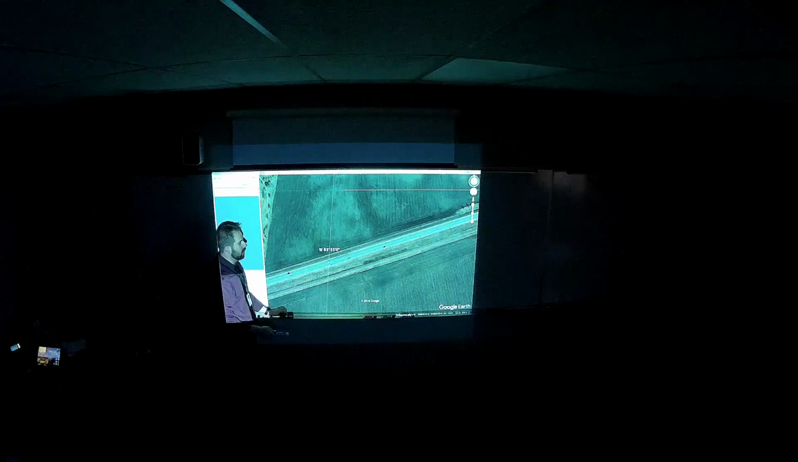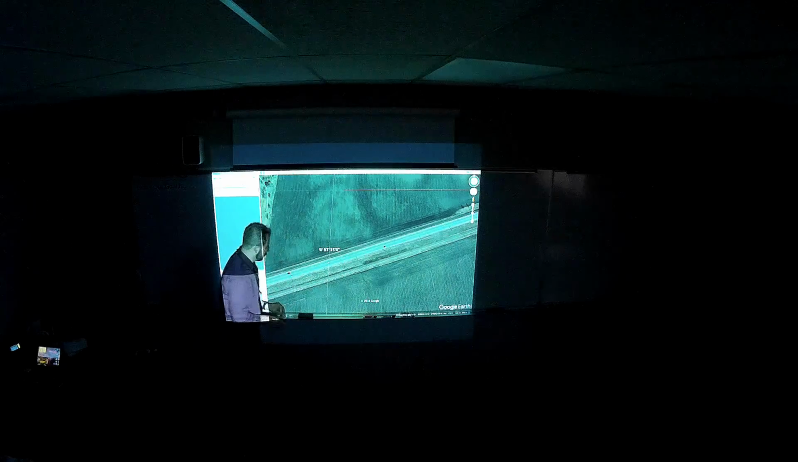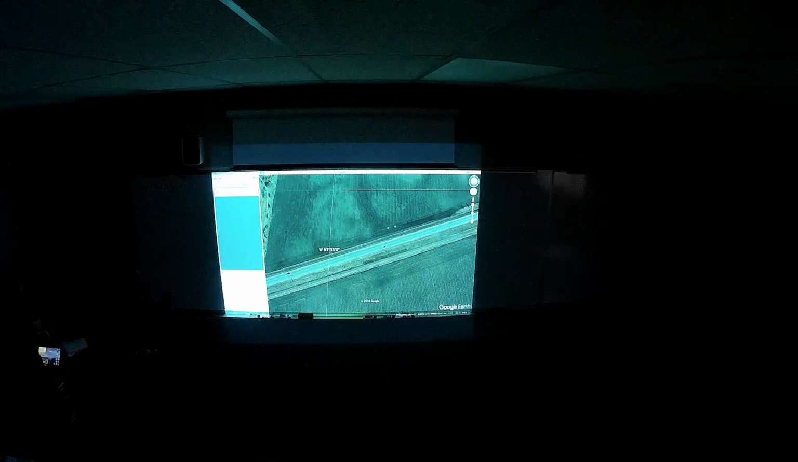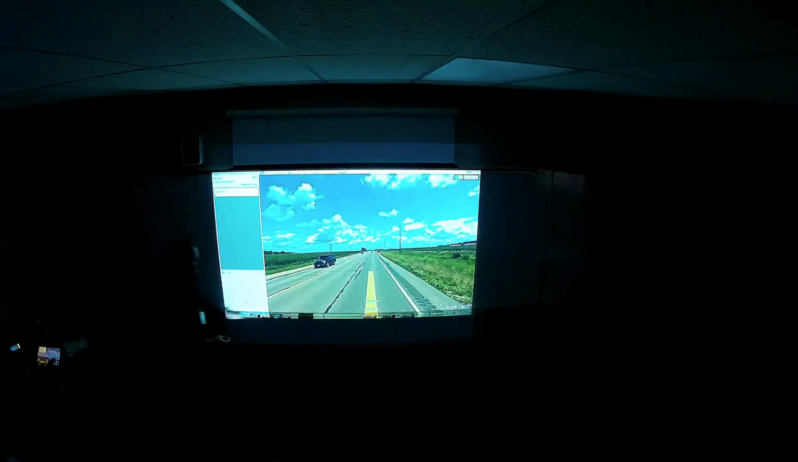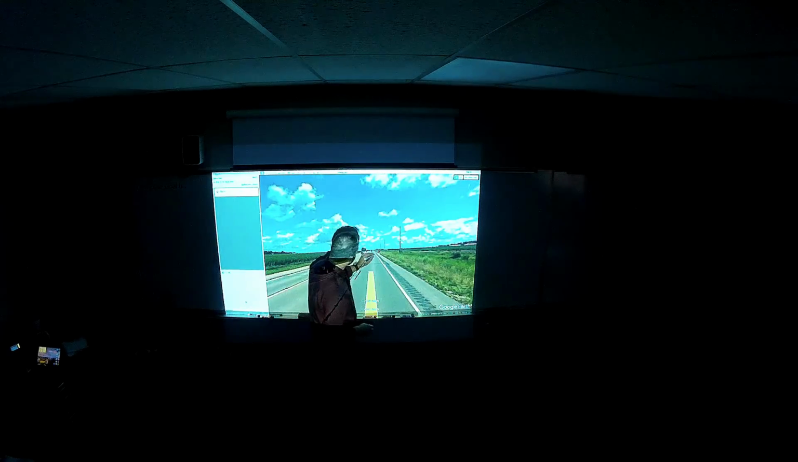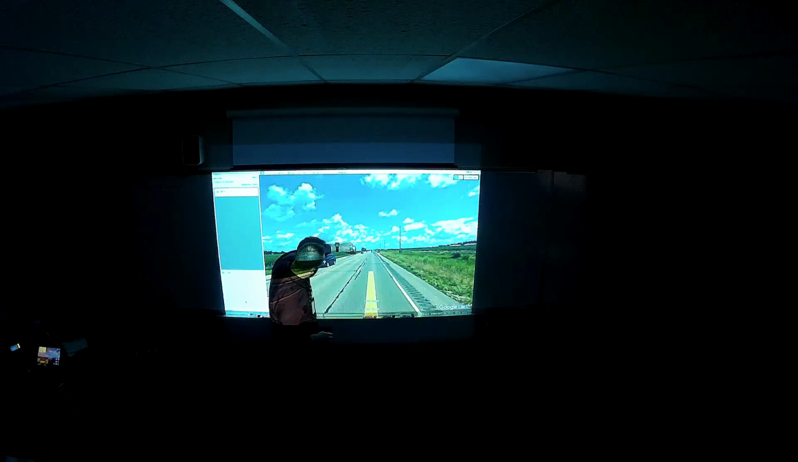Now, I want to take another look at Highway 18. Let's look at the white lines. Okay, let me get rid of the Google Earth. What's wrong with those lines? Say? Yeah, problem with this.